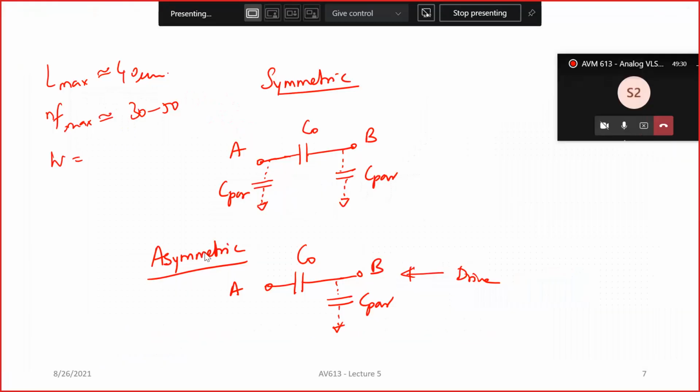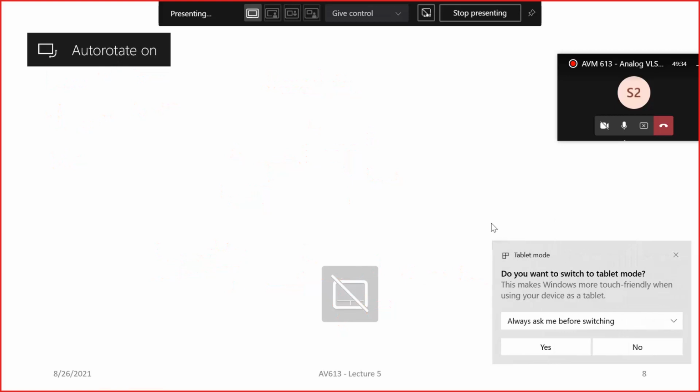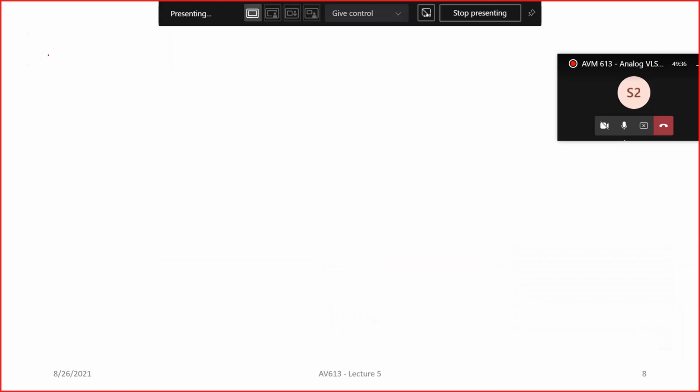Now let us look at the last one, which is basically your MOS capacitance. So as somebody asked, you can definitely use a MOS transistor as a capacitor. The way you use it is that you take your MOS transistor, you take both the source and the drain, you connect them together, and this becomes the two terminals of your capacitance.